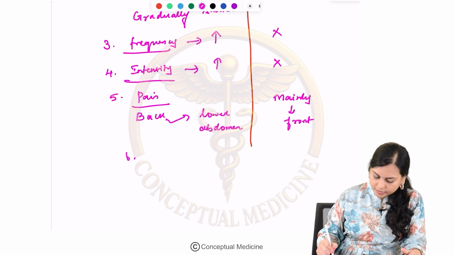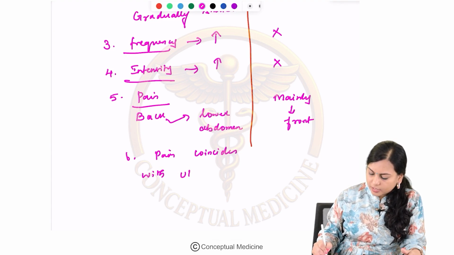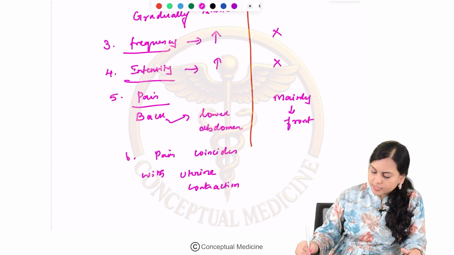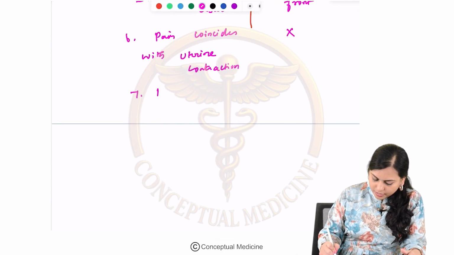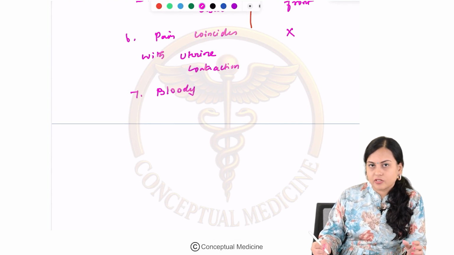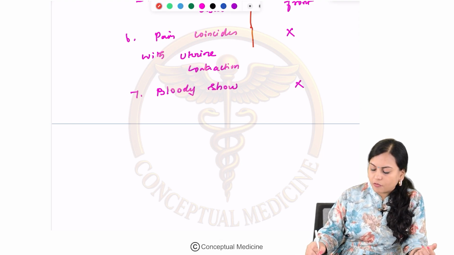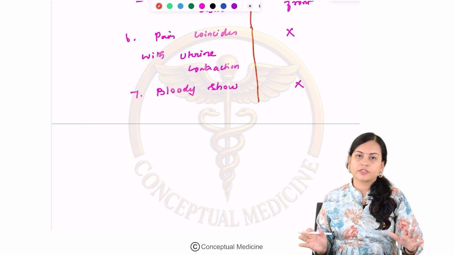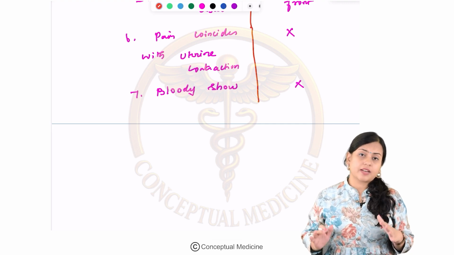And the pain coincides with uterine contraction in true labor, whereas in false labor there is no such relationship seen. In true labor, because of the contractions, the cervix is going to start dilating. At that time you will be able to see a bloody show, whereas such things are not seen in false labor. Clear? So, differentiating between true labor and false labor is very important to identify that the labor has started.